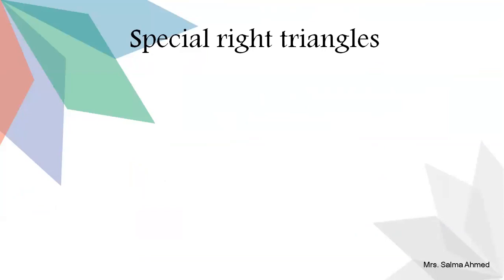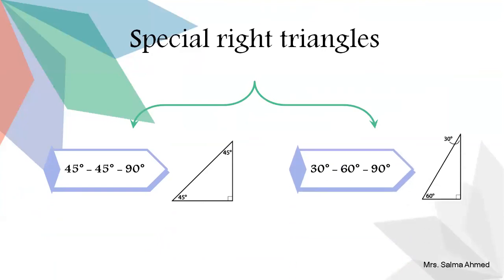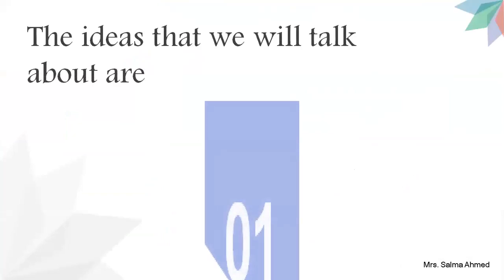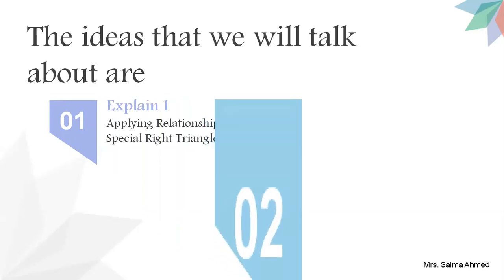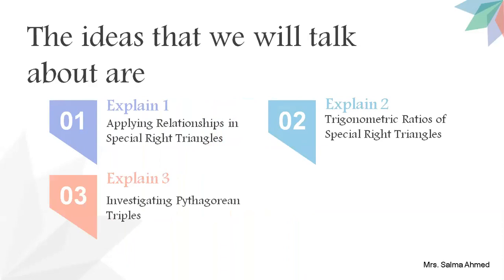Special right triangles, let's remember what we took. We took two types of special right triangles. We talked about the 45-45-90 degrees triangle, and today we are going to have the 30-60-90 degrees triangle. The ideas that we will talk about: number 1, explain 1, applying relationships in special right triangles. Number 2, the trigonometric ratios of special right triangles. And number 3, explain 3, investigating Pythagorean triples.